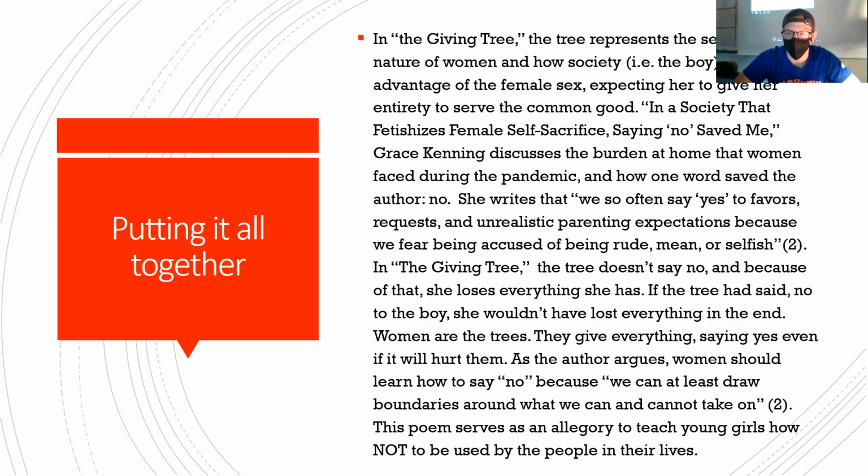In The Giving Tree, the tree doesn't say no, and because of that, she loses everything she has. If the tree had said no to the boy, she wouldn't have lost everything in the end. Women are the trees. They give everything, saying yes, even if it will hurt them. As the author argues, women should learn how to say no because we can at least draw boundaries around what we can and cannot take on. This poem serves as an allegory to teach young girls how not to be used by the people in their lives. So that's the paragraph written by one of my students.